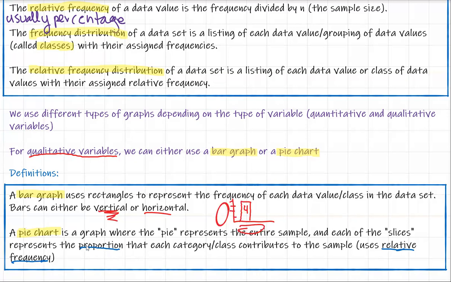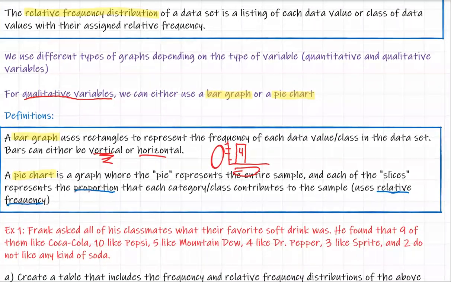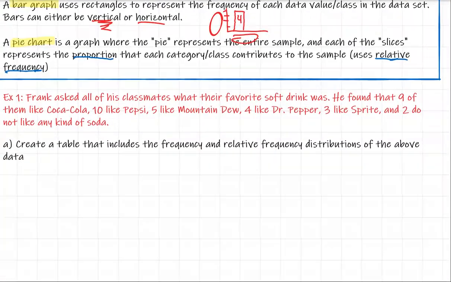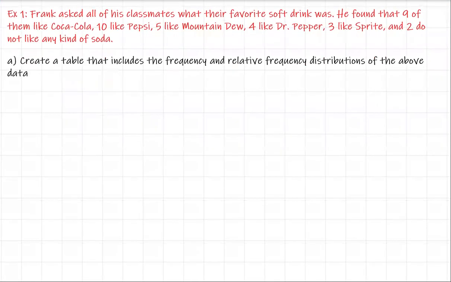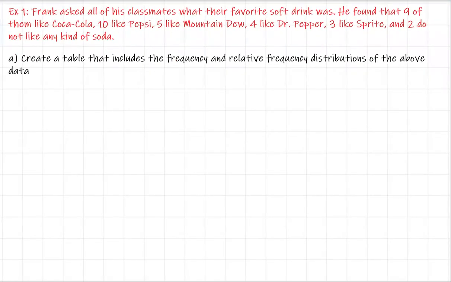Okay, so let's go ahead and make some bar graphs and pie charts. All right, here's our first example. Frank asked all of his classmates what their favorite soft drink was. He found that 9 of them like Coca-Cola, 10 like Pepsi, 5 like Mountain Dew, 4 like Dr. Pepper, 3 like Sprite, and 2 of them do not like any kind of soda. Let's create a table that includes the frequency and relative frequency distributions of the above data.